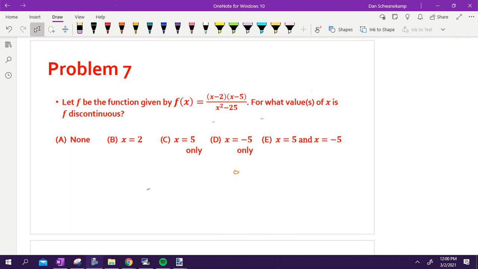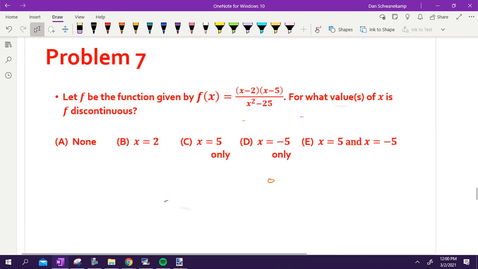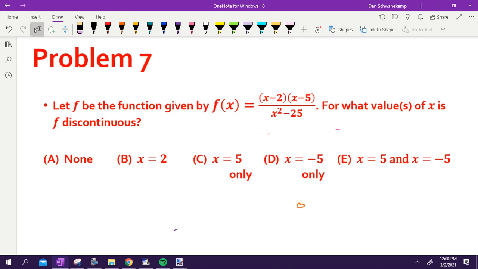Two more. That one right there. Decide what's happening. When is f discontinuous? Talk with your neighbor. Go.